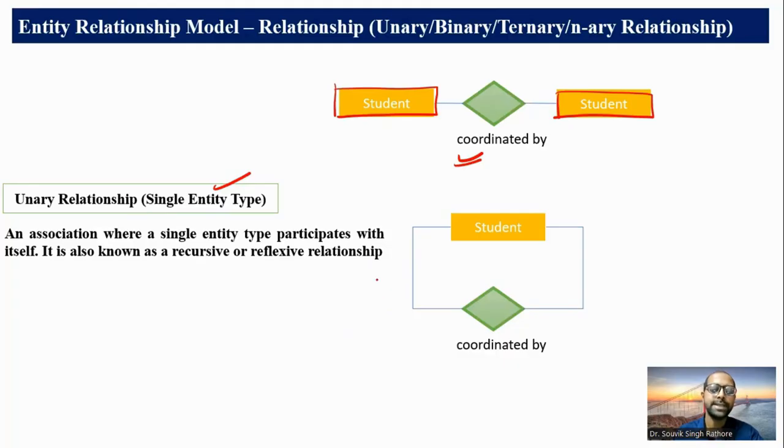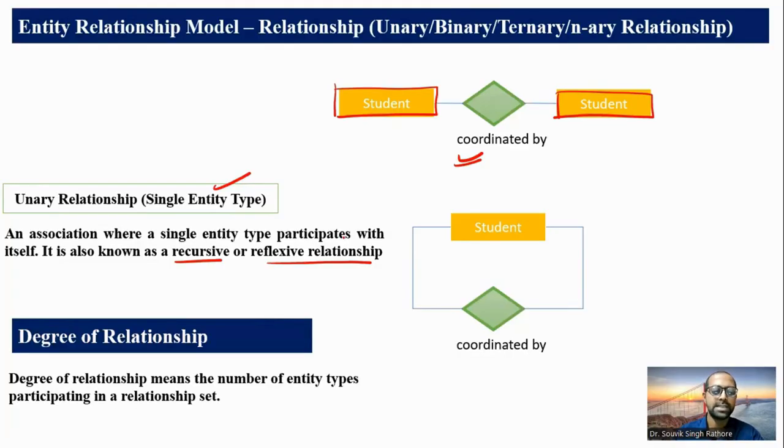Here a unary relationship involves only one entity type. That is a very important point. It is also known as a recursive or reflexive relationship. It is also very important. Now coming to the degree of relationship, you have to note this. The degree of relationship means the number of entity types participating in the relationship set. For this example, only the student entity type is participating. Therefore, the degree of relationship is 1.